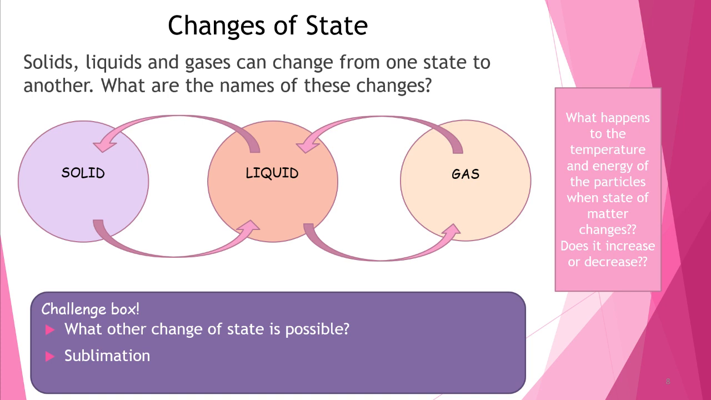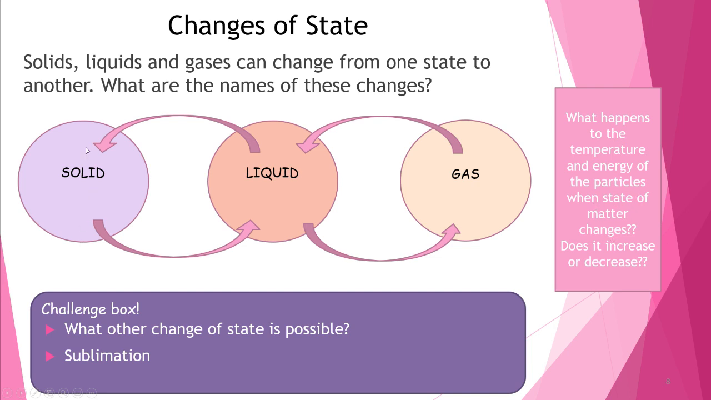Now we need to understand how we can change the state of matter. How can we change solid to liquid, liquid to gas, or backward, gas to liquid, liquid to solid? What happens? I put the key question here in order to answer this: what happens to the temperature and energy of the particles when a state of matter changes?